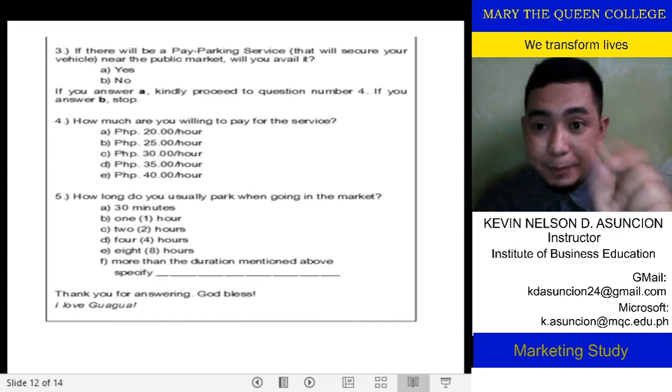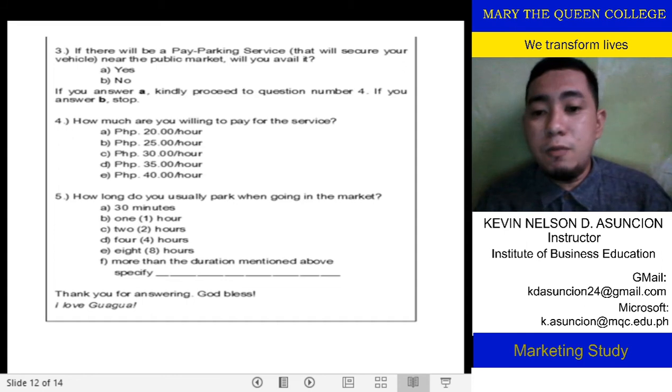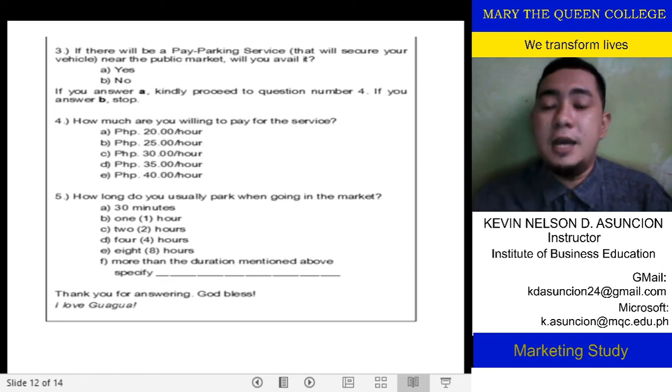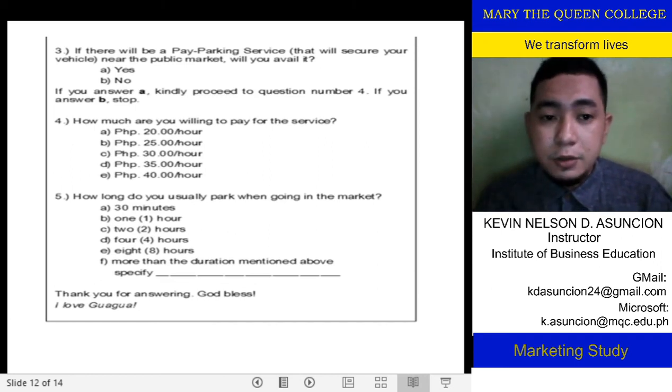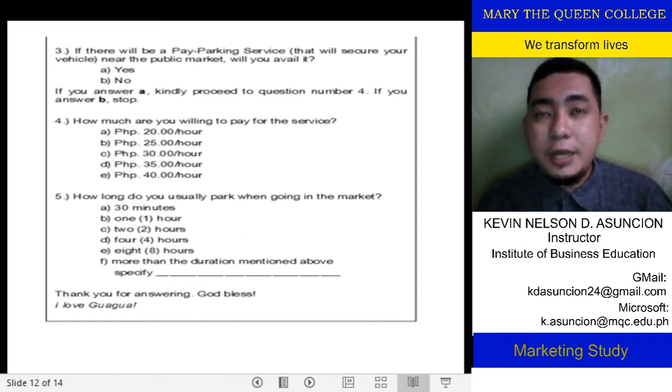Here, the question is already very specific. If there is a parking area here in Guagua, for example, will they avail of it? If the answer is yes, that is your specific target market now. The target market is specific because I now know who are willing and who are not, from that need.